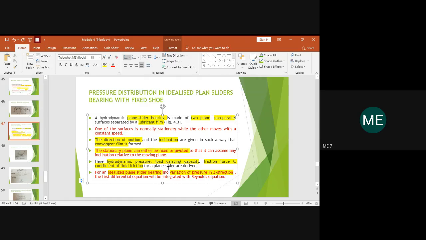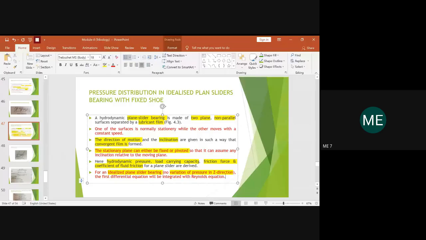Now it is 12:43. If I start the derivation, I won't be able to complete it. So tomorrow morning we will start and complete the derivation of the plane slider bearing. Kindly don't miss the class. All of you do attend the class.